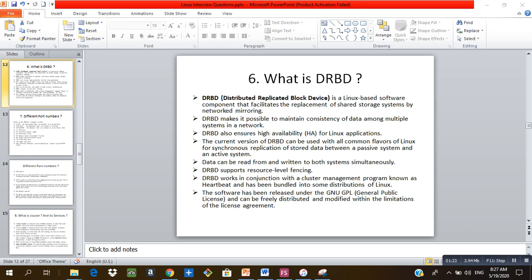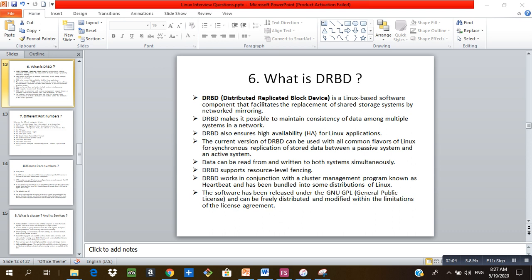DRBD makes it possible to maintain consistency of data among multiple systems in a network. DRBD also ensures high availability for Linux applications. High availability, I have already explained in my earlier videos, is nothing but something which is available all the time. Because this is hardware, it might happen that some of your resources can break down, and if those resources are down, there are some other things which can provide you the information that is required all the time.